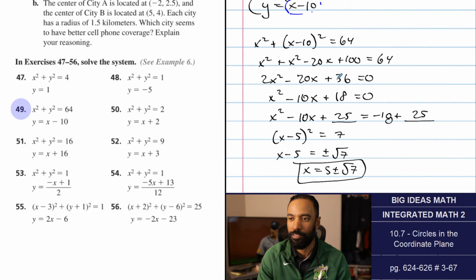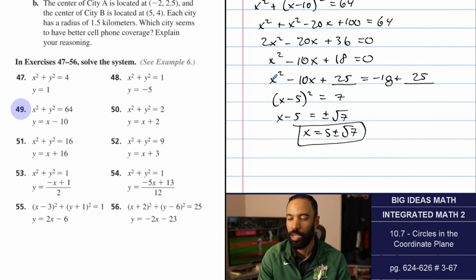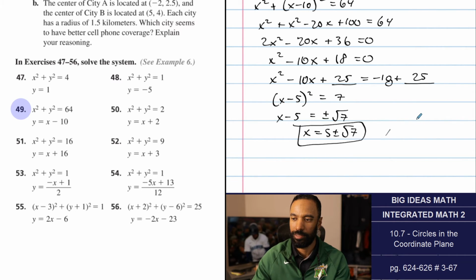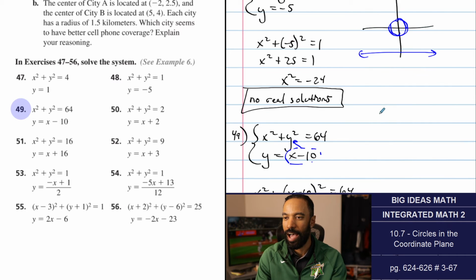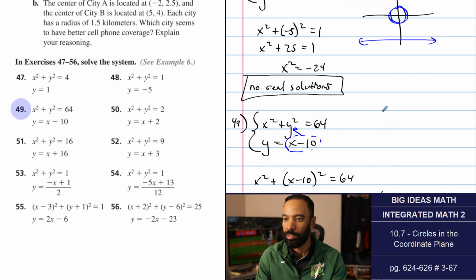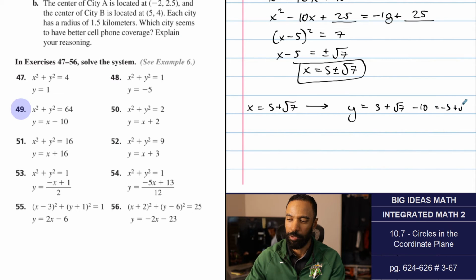So when x is 5 plus root 7, we have to substitute that into y. And this is the easy one to get into. Let's write x equals 5 plus root 7. I forgot how I organized this before. I'll just do it here. The y value, it's x minus 10, right? So 5 plus root 7 minus 10, which is negative 5 plus root 7.